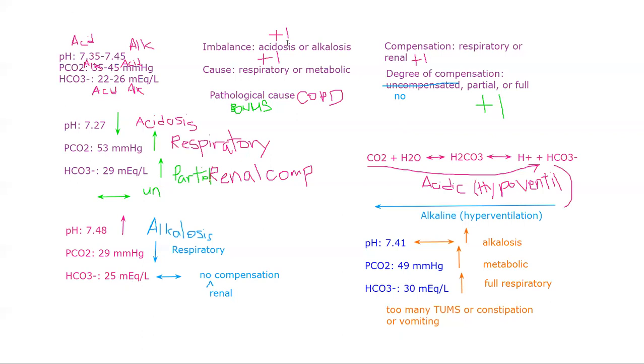So again, you'll have a point for the type of imbalance, a point for the cause, a point for the type of compensation, and then a point for the degree of compensation. So 4 points out of 4, and then you'll get 1 bonus point for telling me what's wrong with you. How sick are you? You're sick with what kind of problem? All right, so that's all for now.